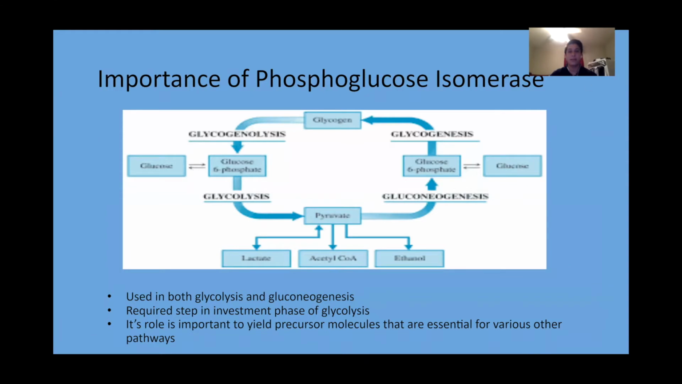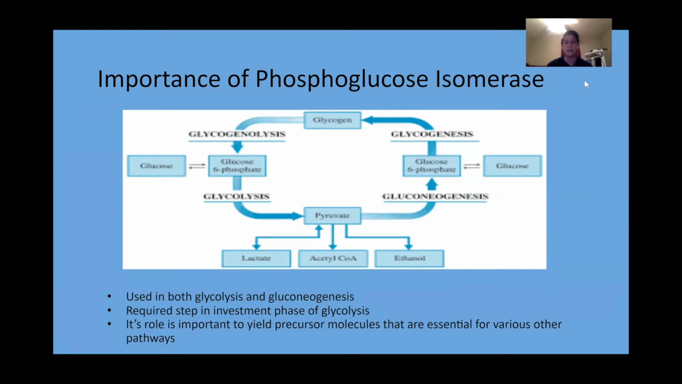The importance of this enzyme, as we studied in the second unit of this course, is that it is used both in glycolysis and gluconeogenesis to interconvert glucose 6-phosphate and fructose 6-phosphate. It is a required step in the investment phase of glycolysis to destabilize that glucose and break it down further. It is also vital in yielding other precursor molecules that are essential for other pathways we studied, as illustrated above. Some examples are anaerobic and aerobic respiration, and the TCA cycle and electron transport chain.